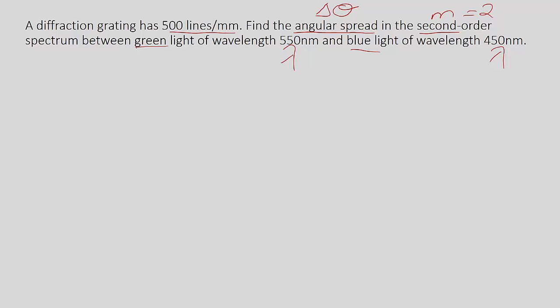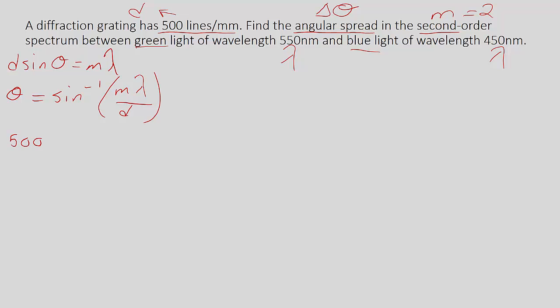Our d we can get from this 500 lines per millimeter. Notice that none of these are in the same units for distance, so we'll need to watch that. We're going to start again with d sine theta equals m lambda. In this case, I'm looking for angular spread, so I want to know theta. Theta is equal to sine inverse of m lambda over d. 500 lines per millimeter is able to be converted to d being 1 over 500,000 meters.